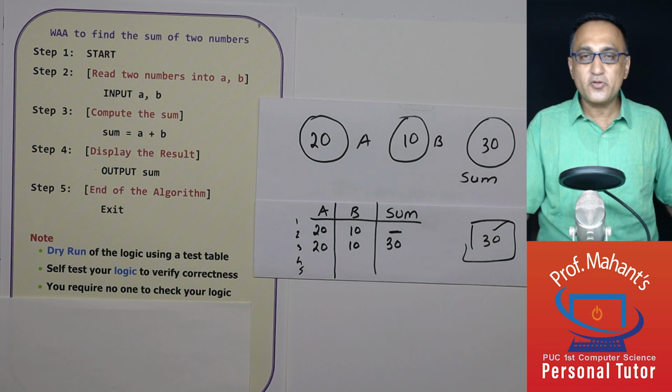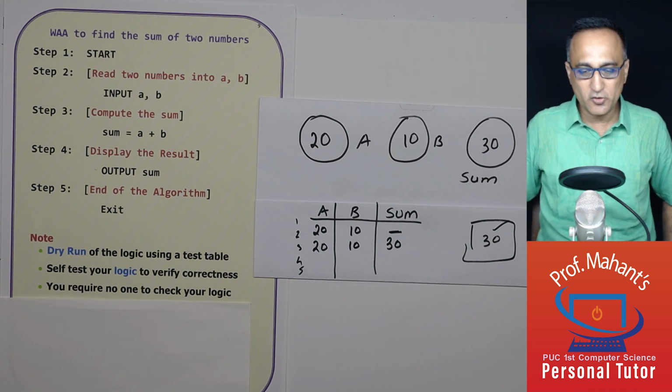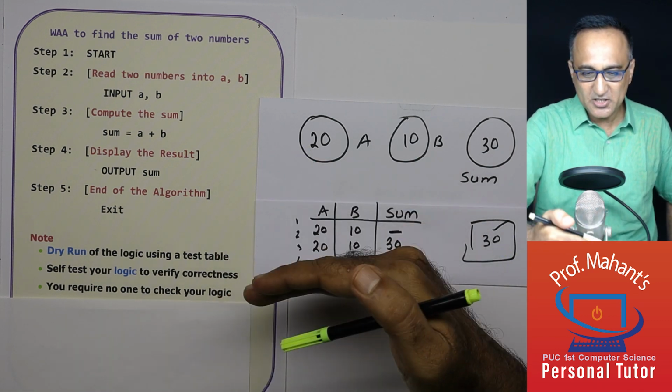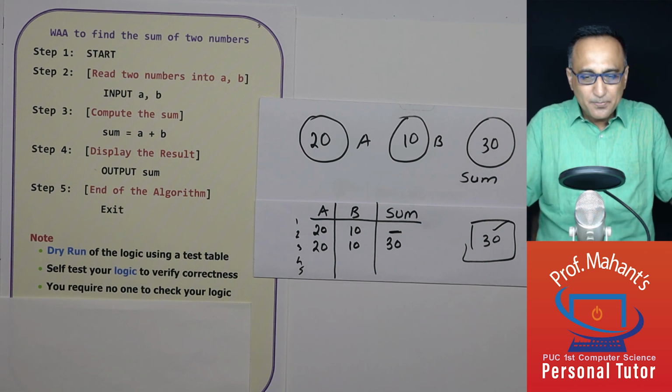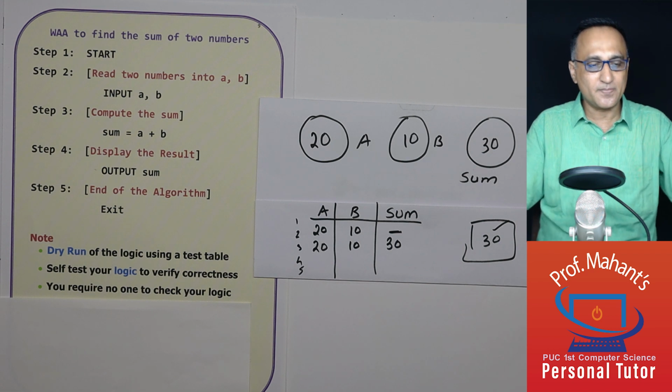I have already told you this. You should not request as a rule anybody to test your logic. You should be able to draw columns, write down the steps, and at each step find out what the problem was. So using this simple algorithm to add two numbers, I showed you what an algorithm is.